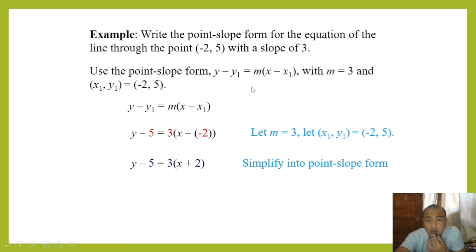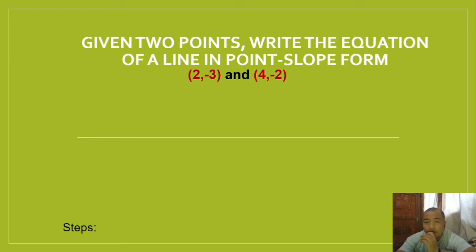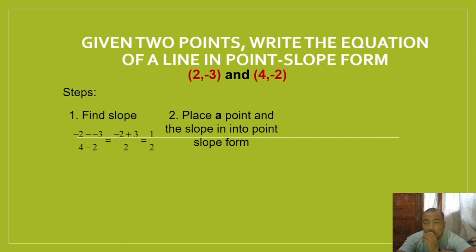If it asks to transform this to ax + by = c, then I think you can do it all by yourself. Next, given 2 points, write the equation of a line in point-slope form. How do we write the equation in point-slope form? Step 1, find the slope. You know the formula for slope: (y2 - y1) over (x2 - x1). So we have (-2 + 3) over (4 - 2), which is 1/2. So the slope is 1/2.